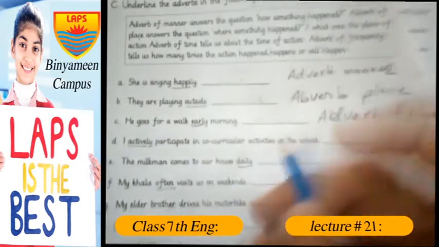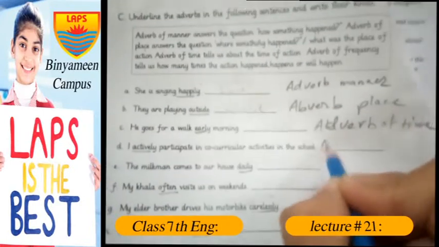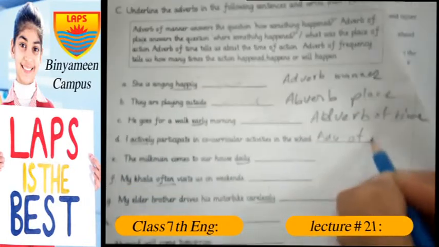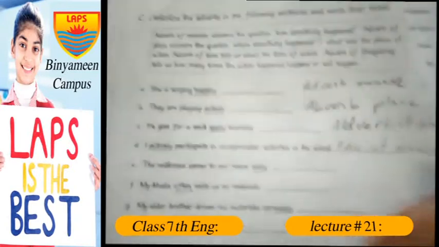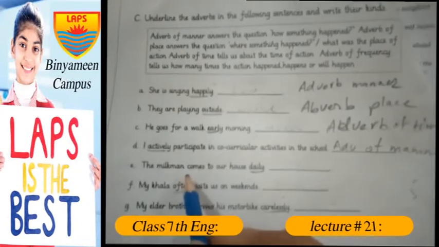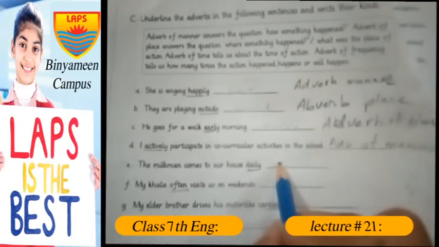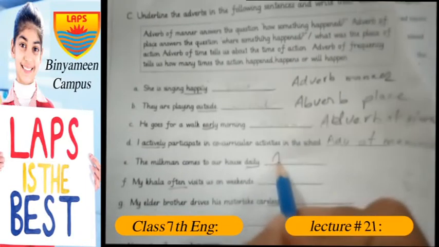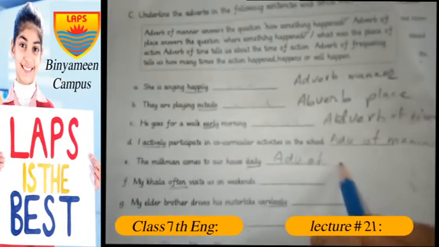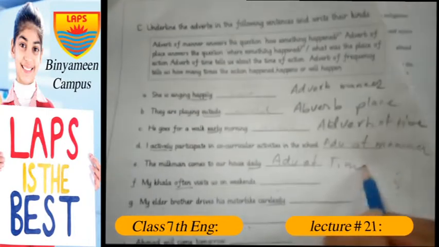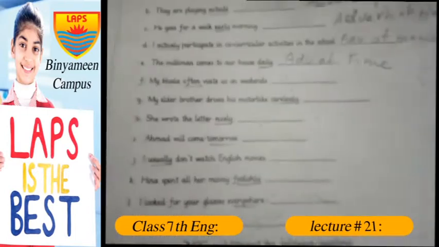Just like that, actively is an adverb of manner, okay. And just like that, daily is underlined. Daily says that it is the adverb of time. And just like that, you have to solve the rest of them.